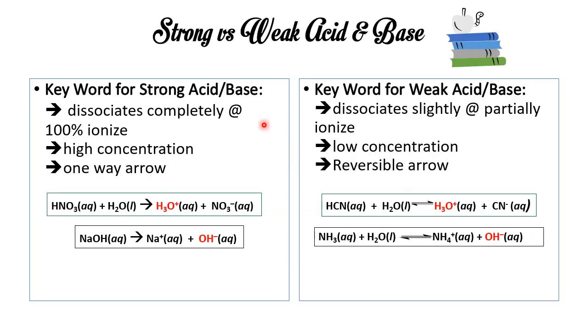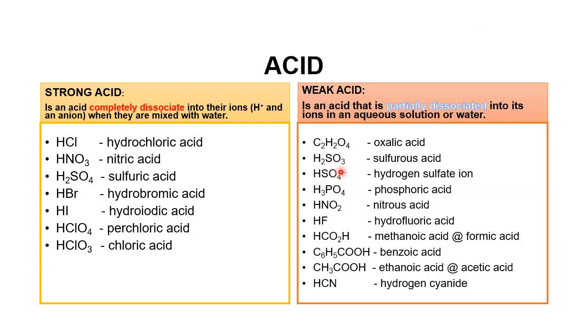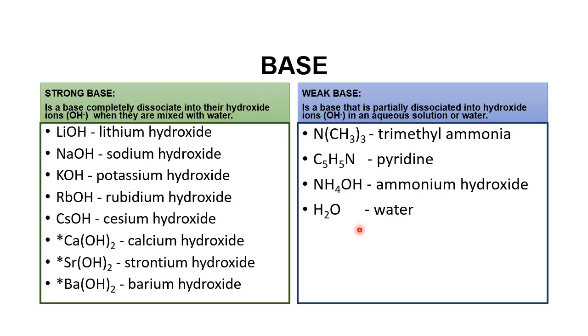Next is about strong acid, strong base versus weak acid, weak base. You always have to remember the keywords for strong acid or strong base: 100% ionized, dissociate completely, high concentration, and with a one-way arrow. For the weak acid or weak base: partially dissociate, partially ionized, low concentration, and with the reversible arrow. There are a few examples for the strong acid, weak acid, strong base, weak base.